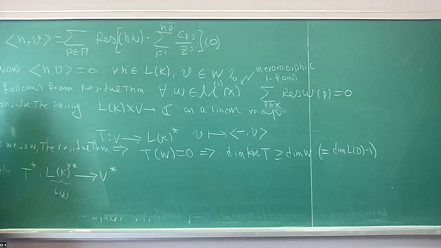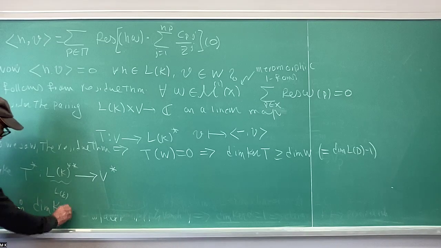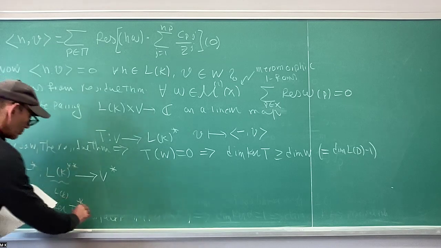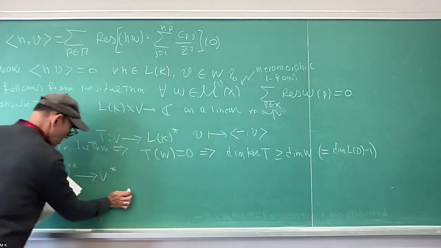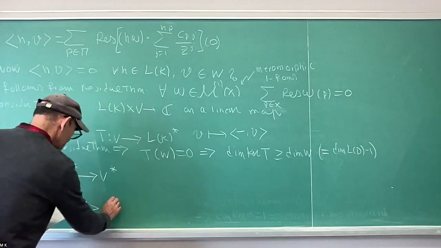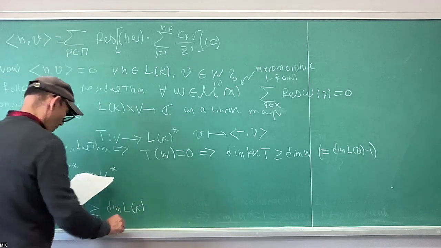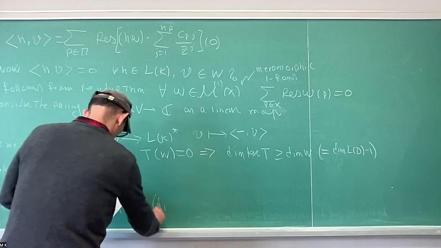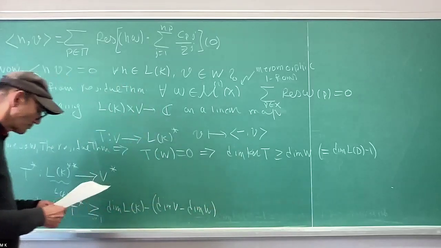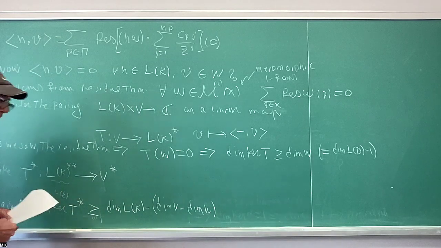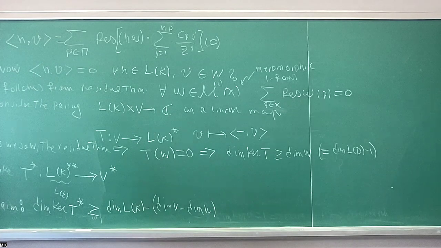Now, our claim is that the dimension of the kernel of T star is actually bigger than or equal to the dimension of L of K minus the dimension of V minus the dimension of W. So for this, we need a relation between the rank and nullity of a map and the rank and nullity of the dual map. There's a relationship.